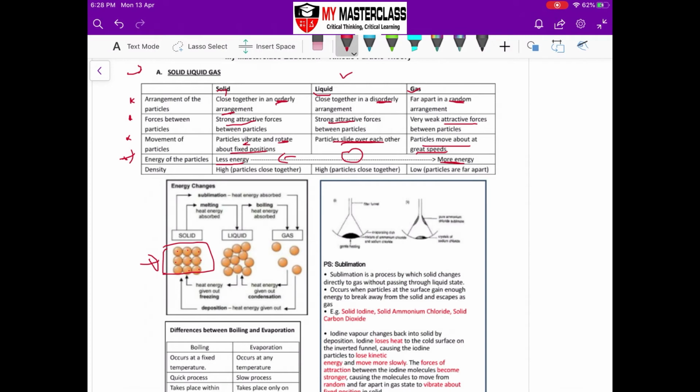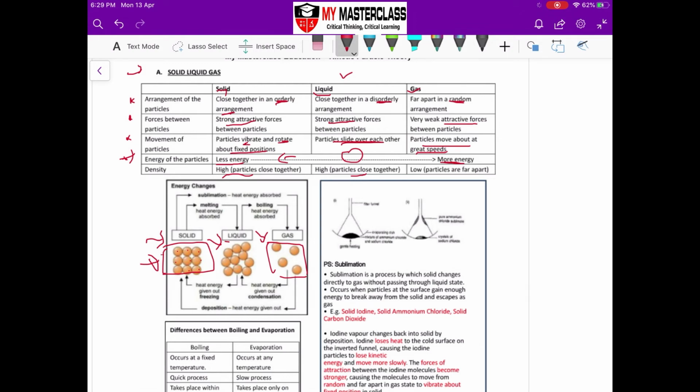Now, density. Of course, in a given volume, your solid will have the most particles. My liquid will have slightly less, almost the same but slightly less. And your gas, because the particles are far apart, with the same volume there are now only 4 particles. It is less dense. Same thing, you have to know how to draw the solid, liquid and gas.